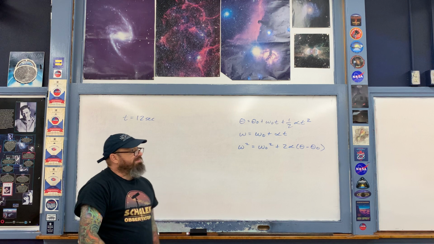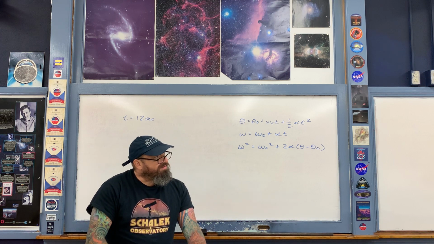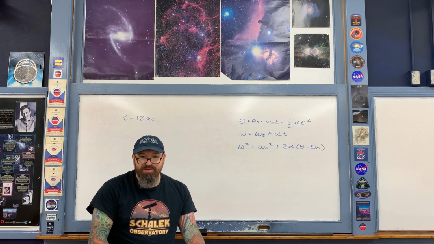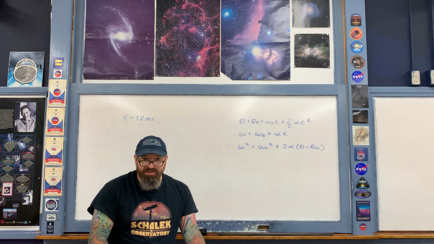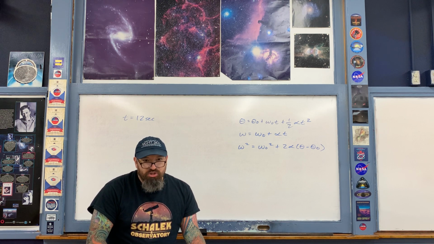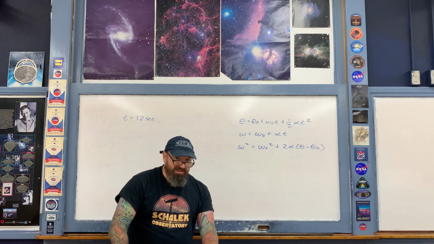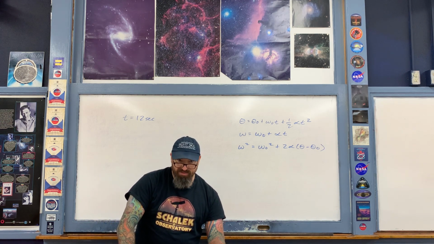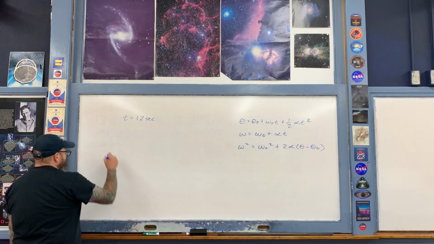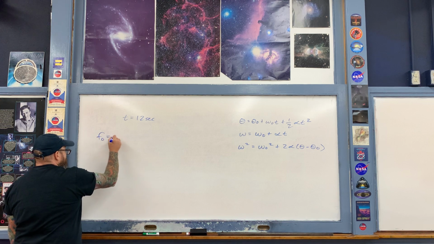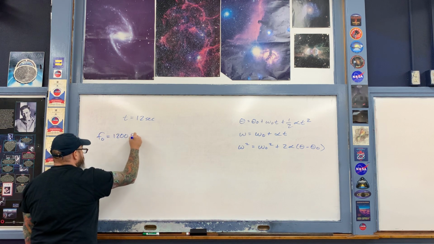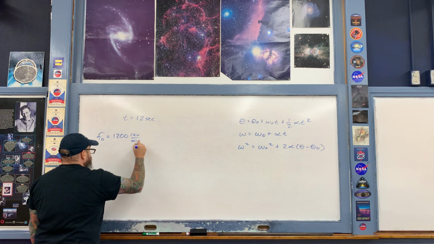But then it says that the rotation is increased from 1200 to 3000 RPM. RPM stands for revolutions per minute. So what quantity is revolutions per minute? Is it angular velocity? No, it's frequency. So what we're given here is the initial frequency of the rotation and then the final frequency. So I'm going to refer to the initial frequency as f naught. This is given to us as 1200 revolutions per minute.